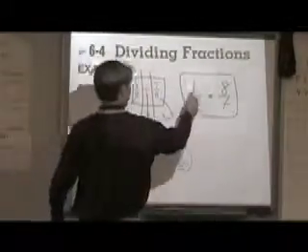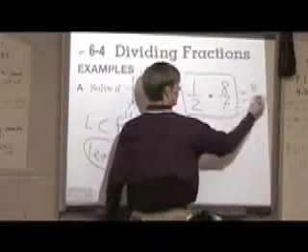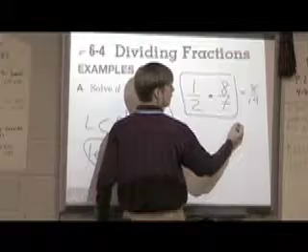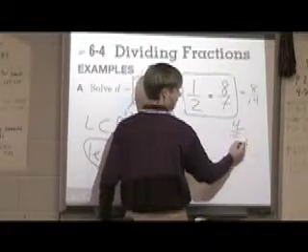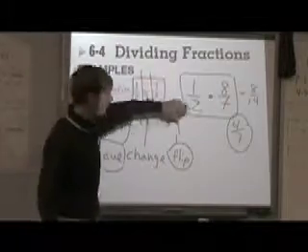Okay, so now 1 times 8 is? 8. 2 times 7 is? 14. Reduce it to 4/7. So you can see that 1/2 divided by 7/8 is 4/7.